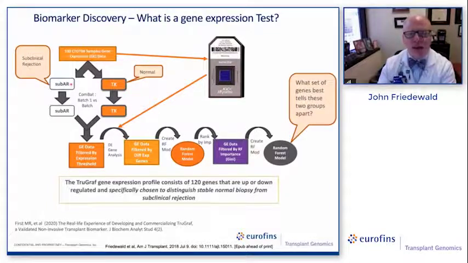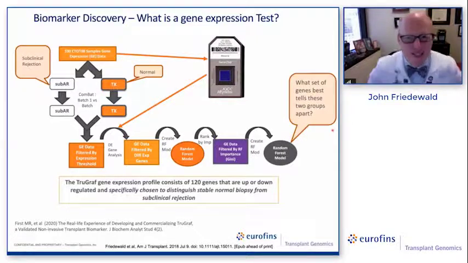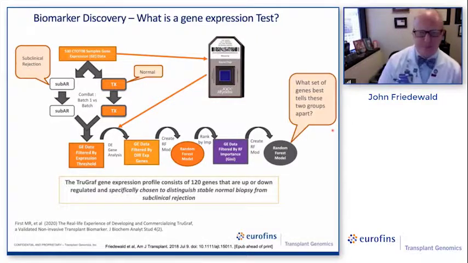And we took those that had subclinical rejection as previously defined. And then we looked at the differences in gene expression in those two groups by looking at an Affymetrix gene array. This is a whole exome array. We then filtered those genes by a bioinformatics process, and we used a random forest model that asked the question, what set of genes best tells these two groups apart based on their differential expression at that time point in the blood? It turns out the TruGraf gene expression profile consists of 120 genes that are either up or down regulated and specifically chosen to distinguish stable biopsies from those with subclinical rejection. So again, this is a very specific test for this disease, and that's important.